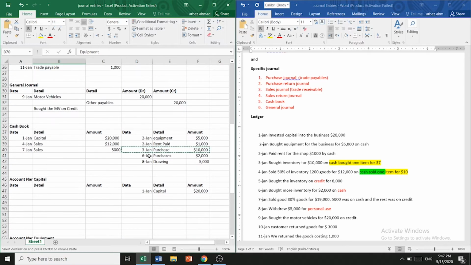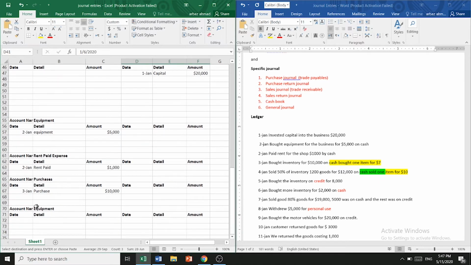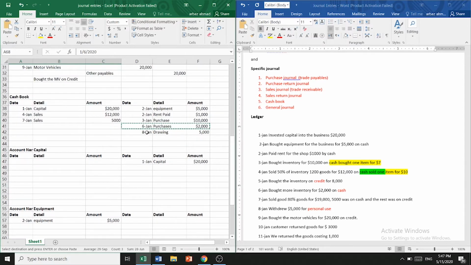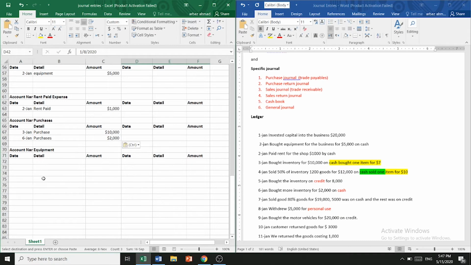Then what else we have? We have purchase for 2000. We are going to do the same thing again, copy there and paste it over here. On 8 we have drawings, so we should open an account with the name of drawings.